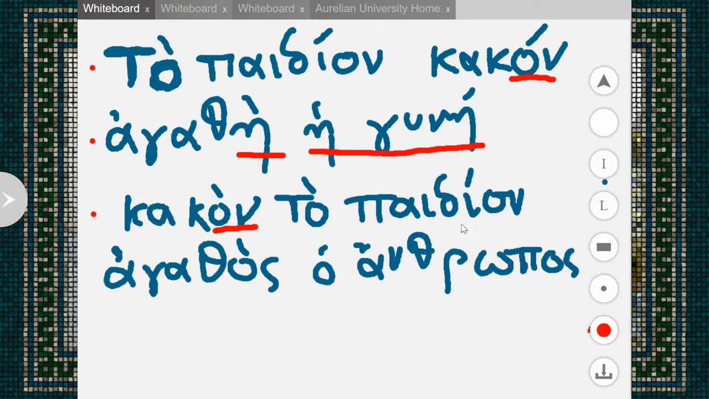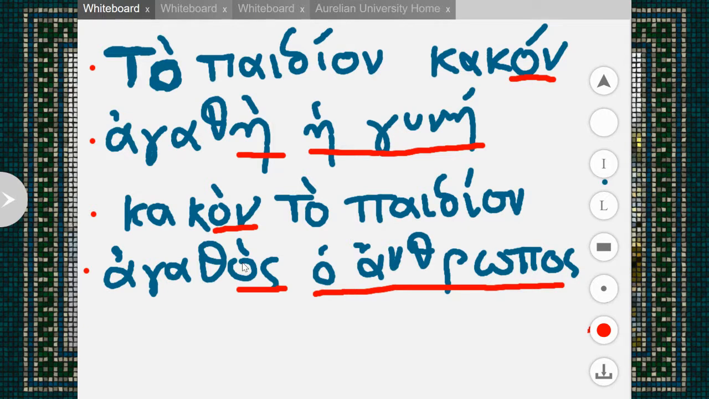To paidion. Notice how it matches. We use the neuter form of the adjective for a neuter noun. The child is bad. Agathos, good. Anthropos is the person. The person or the man is good.